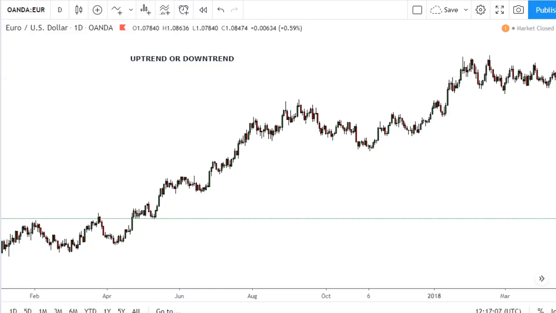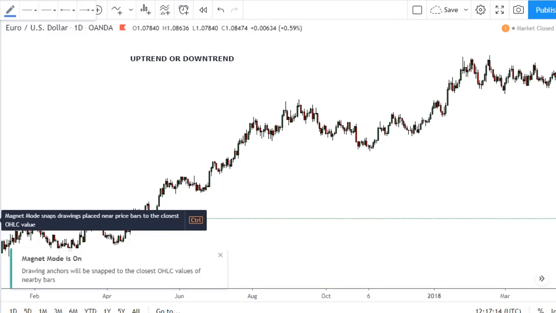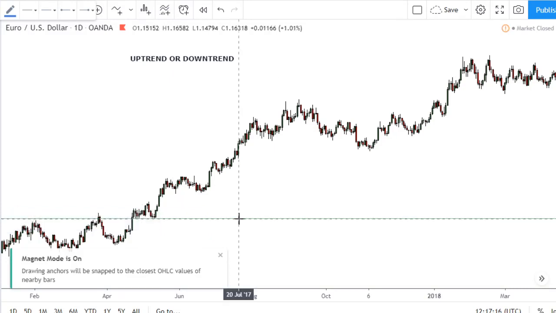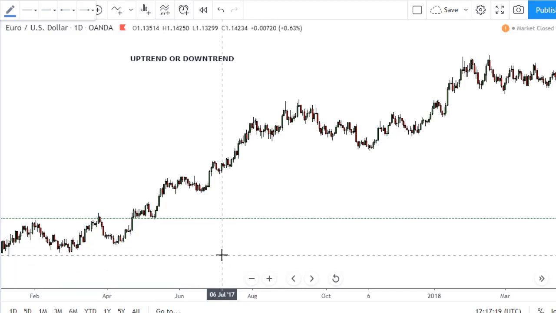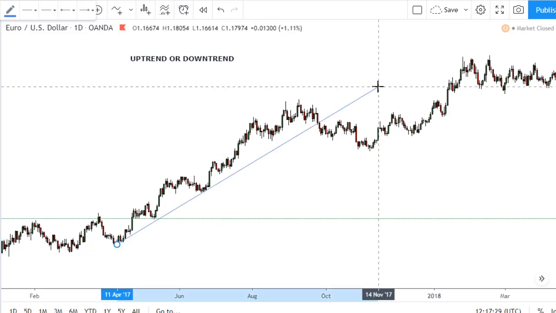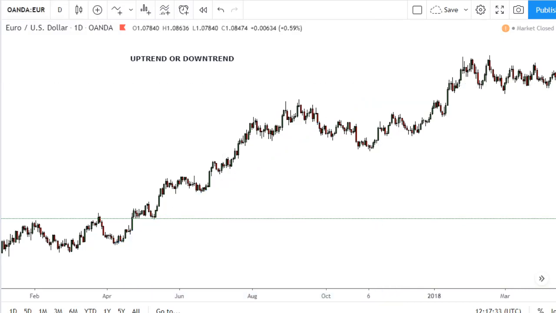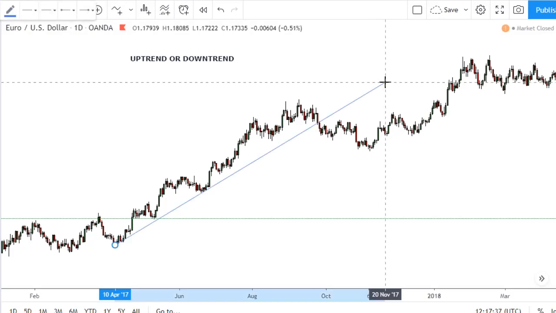So, how to place trend lines? Always turn the magnet mode on and connect points and candles in a way so that you start at a wick and then go to the closest wick.